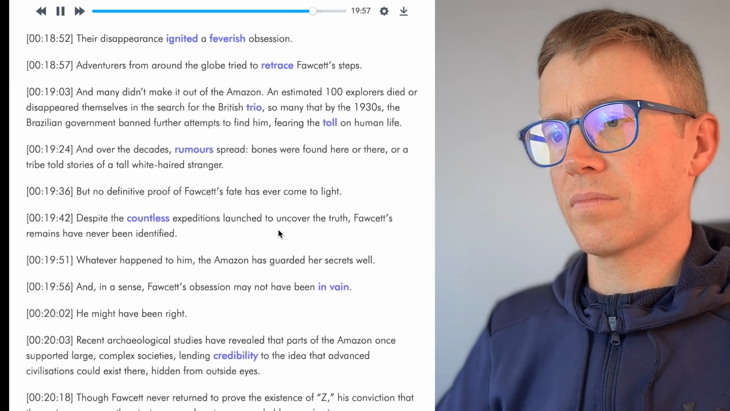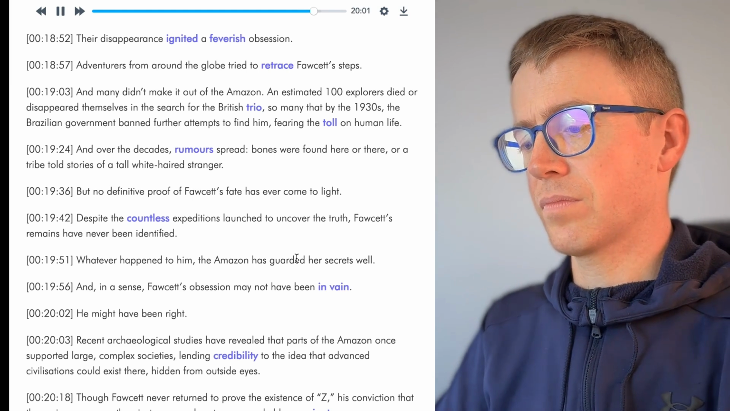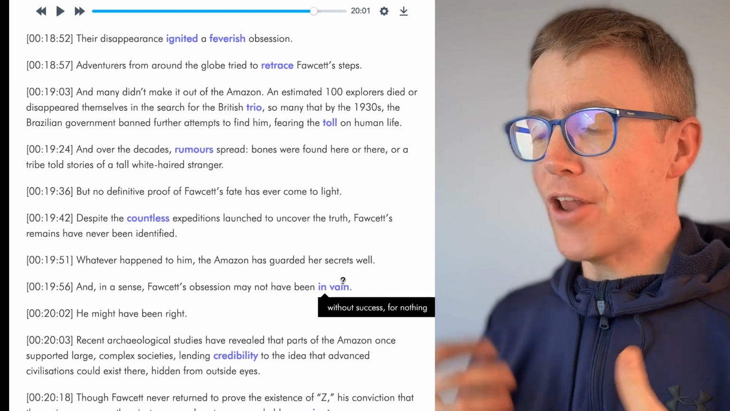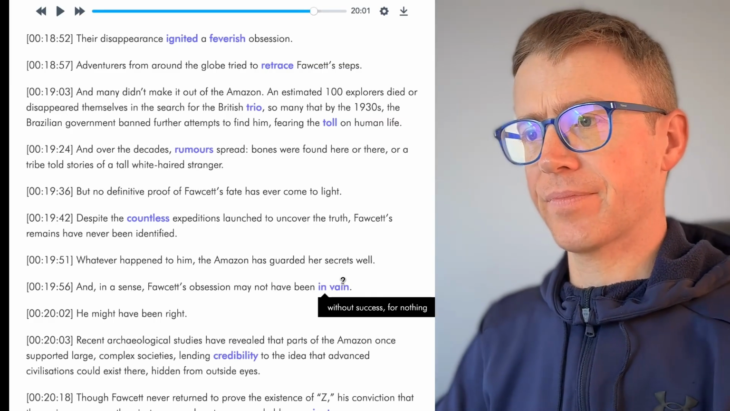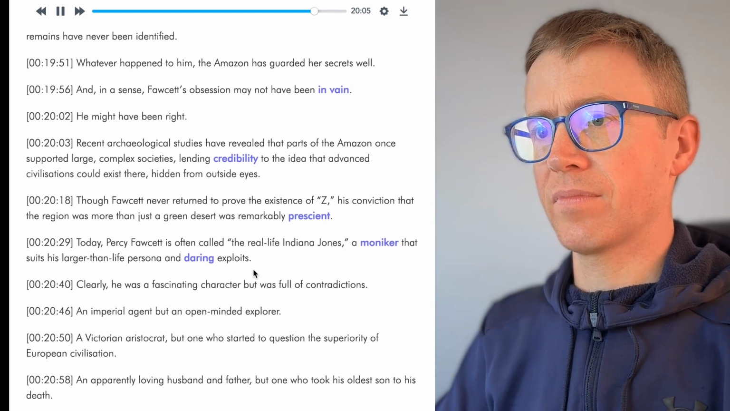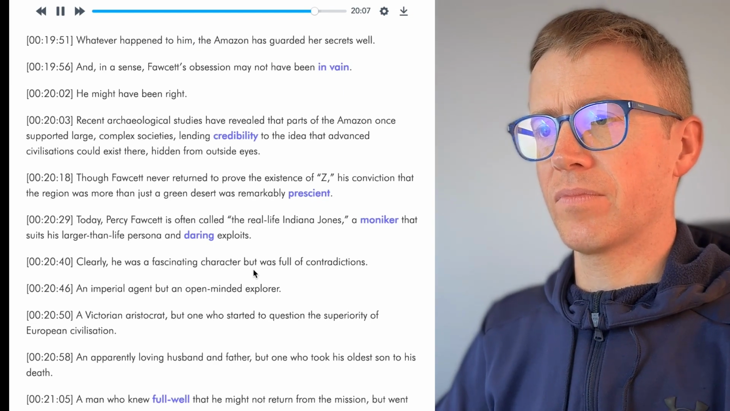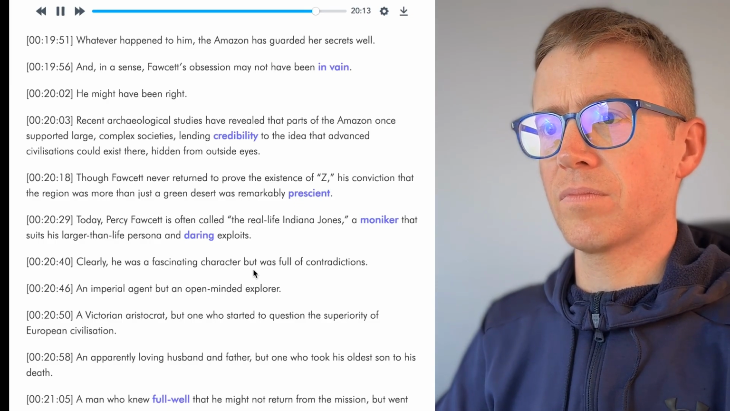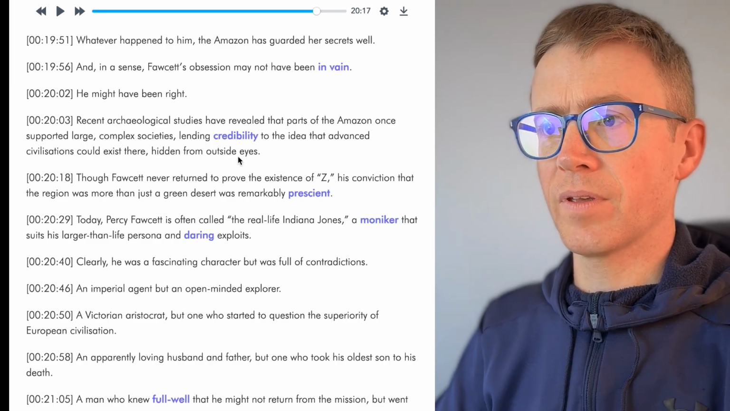And, in a sense, Fawcett's obsession may not have been in vain. So, in vain meaning without success, with nothing to show for it. He might have been right. Recent archaeological studies have revealed that parts of the Amazon once supported large, complex societies, lending credibility to the idea that advanced civilizations could exist there, hidden from outside eyes.